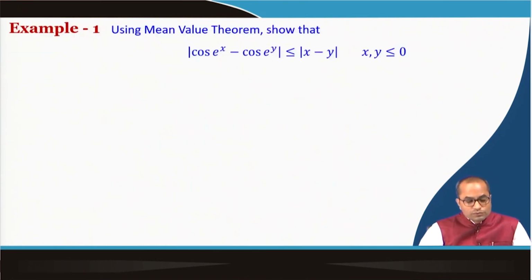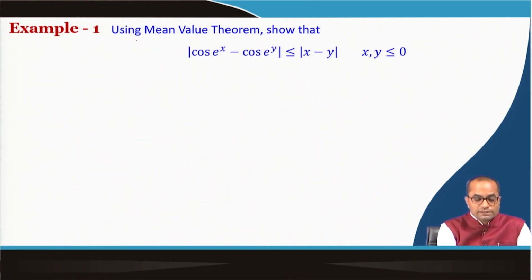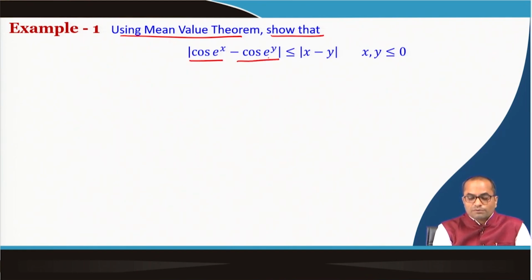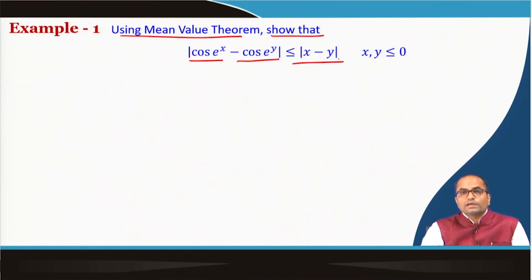Let us go to a few examples where we can apply these mean value theorems, in particular the Lagrange mean value theorem and the Cauchy mean value theorem. The first one is using the mean value theorem. Using the Lagrange mean value theorem, show that the absolute value of cos(e^x) minus cos(e^y) is less than or equal to the absolute value of x minus y, where x, y are less than or equal to 0. So, we will show this.